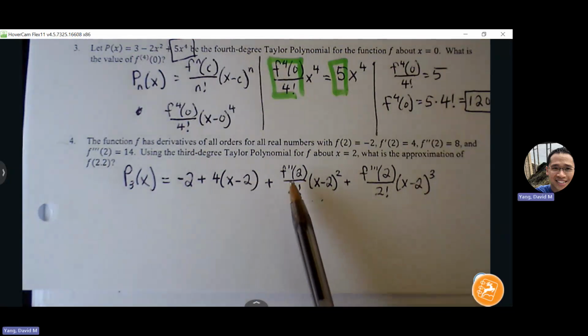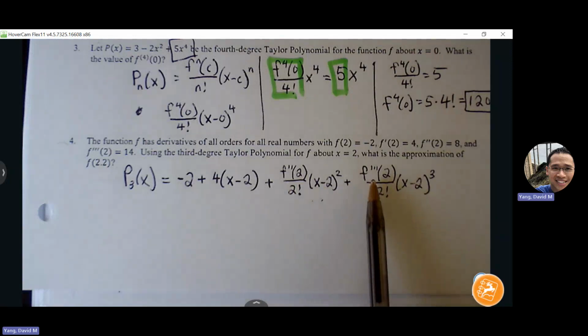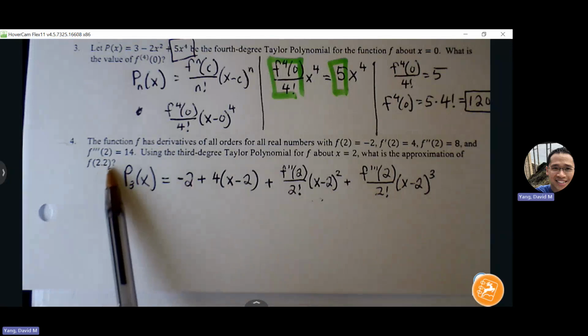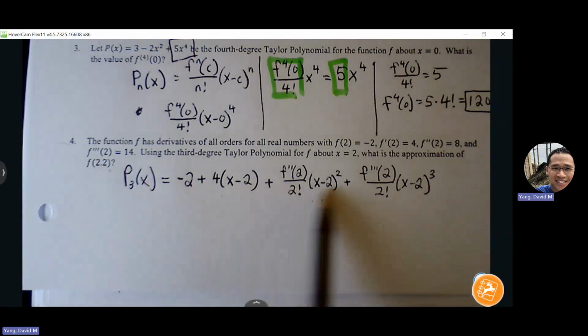Okay, replace f double prime of 2 with 8, replace f triple prime of 2 with 14. And then once we have our polynomial written, we can replace every x with 2.2 and find the approximation by plugging into our calculator, replacing x with 2.2.